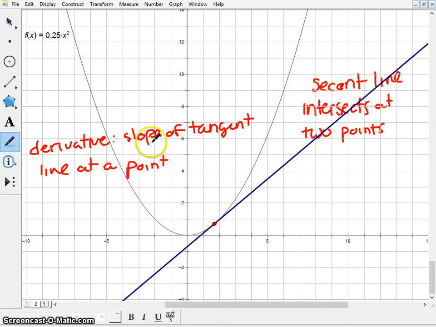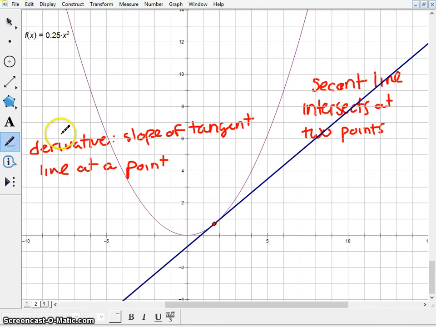So one of the big questions of calculus is trying to find the slope of a line that touches a curve at just one point. And like I said, we really don't have the tools right now to figure out the actual slope, but we can estimate the slope by using a tangent line.